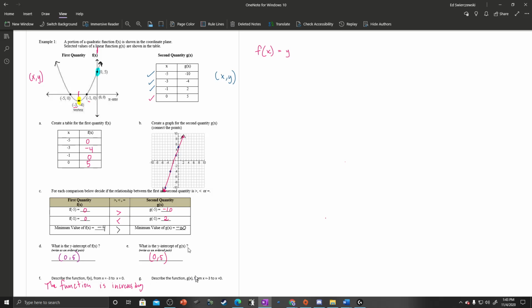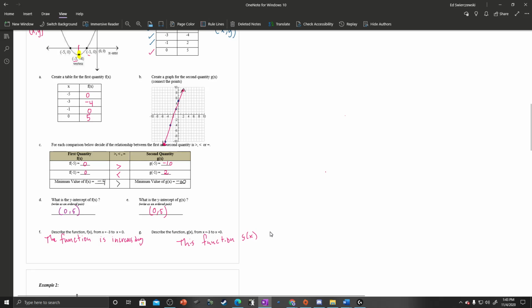Describe the function g of x from negative 3 to 0. So again, same thing, from negative 3 to 0. Oh, well, this one is also increasing. So this function g of x is also increasing from negative 3 to 0.